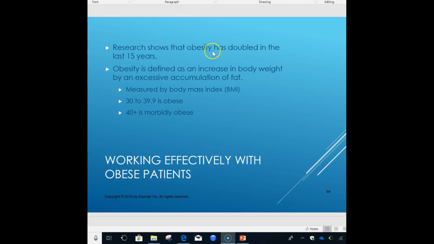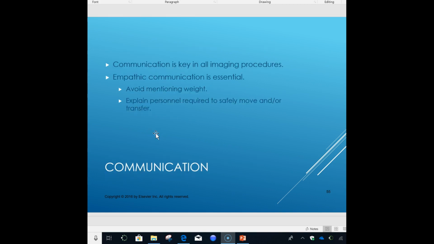I won't touch too much on this, but obesity has doubled within the last 15 years. Obesity is defined as an increase in body weight by an excessive accumulation of fat, and this is what the BMI, body mass index, would use to categorize obesity.